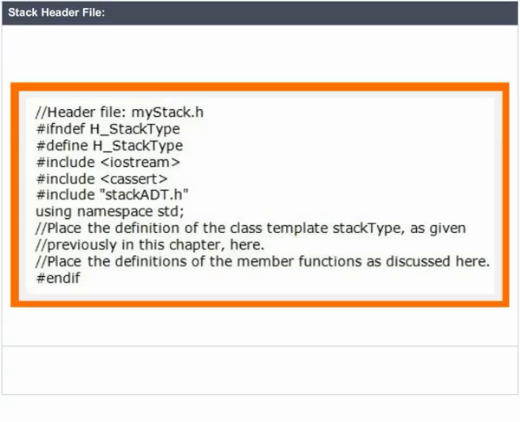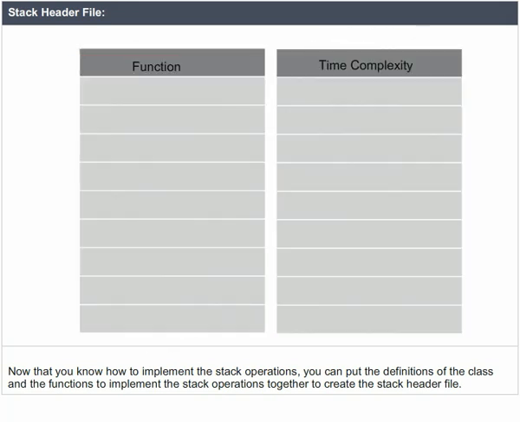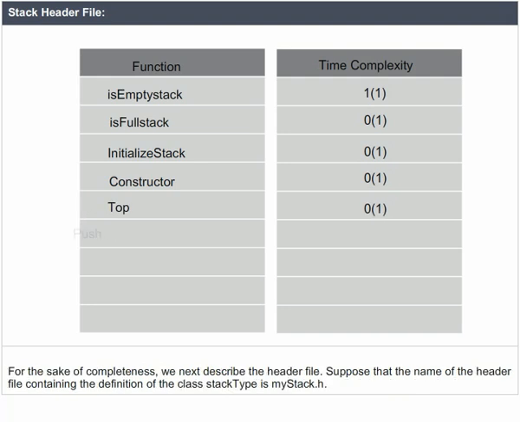Stack header file. Now that you know how to implement the stack operations, you can put the definitions of the class and the functions to implement the stack operations together to create the stack header file. For the sake of completeness, we next describe the header file. Suppose that the name of the header file containing the definition of the class stack type is mystack.h.